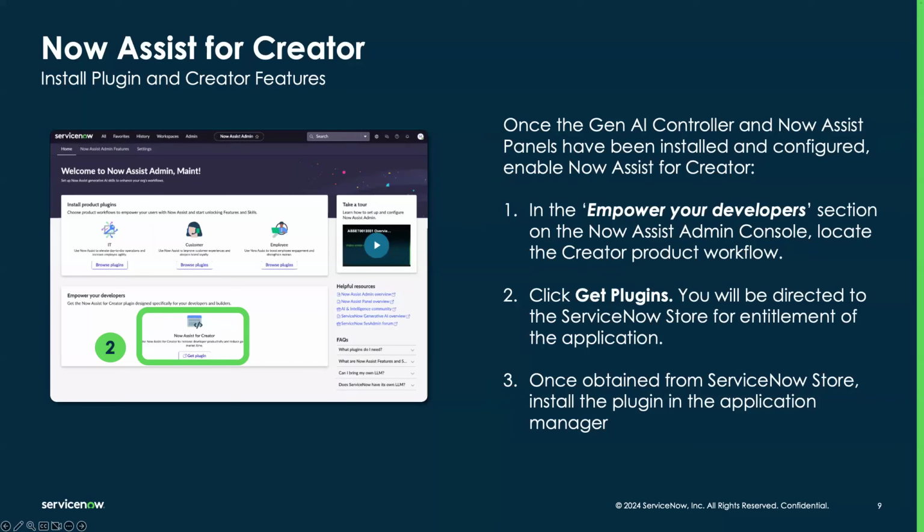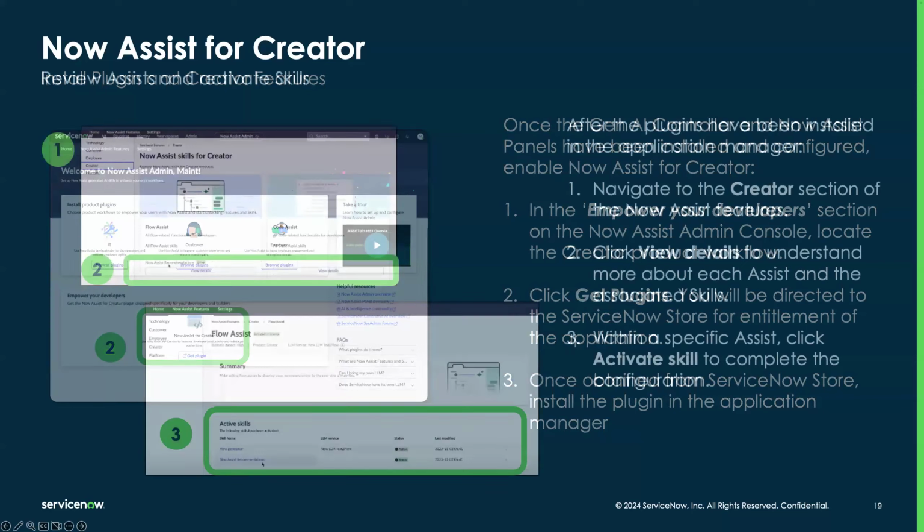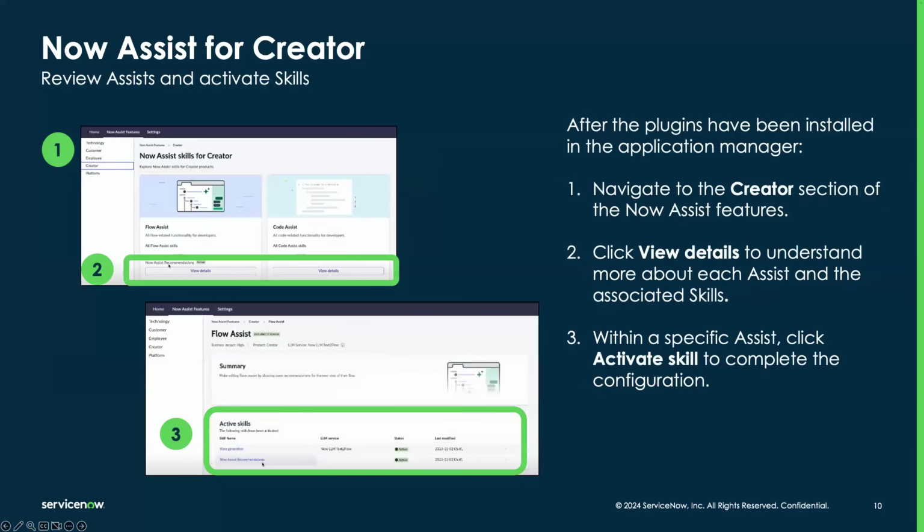I'm not going to go through this in the demo. Once you get the GenAI controller installed, then you'll be able to install all of the related skills for creator, technology, employee, all the different sections of Now Assist. After the plugins have been installed, you'll get a screen where you'll be able to select which technology you're going to use. So if you select Creator, you'll see the skills that you have available in Creator.